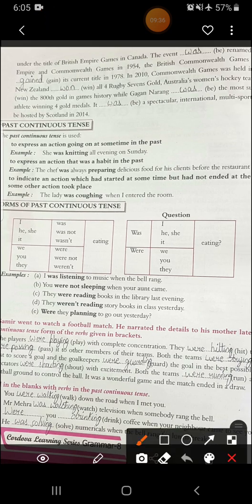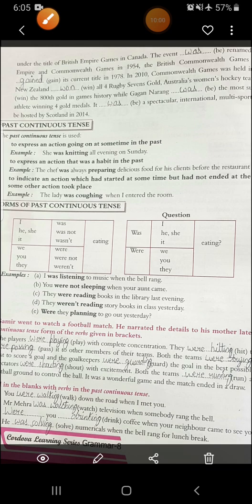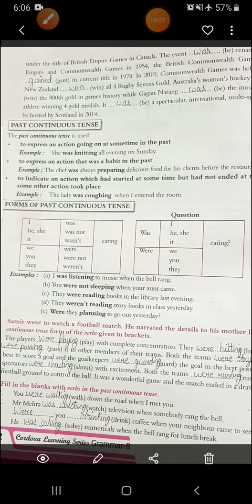Then, to indicate an action which had started at some time but had not ended when another action took place. Like the lady was coughing when I entered the room. So the lady was coughing, and that hadn't ended, and I entered the room. So when I entered the room, I still saw that action, meaning that coughing action had still not ended. Okay, I told you what the form is to write it.